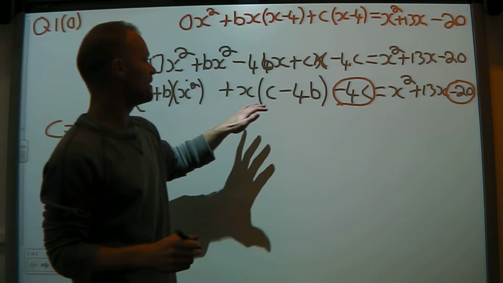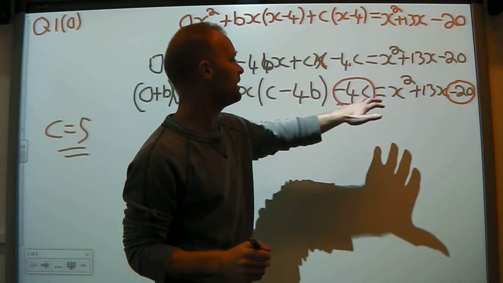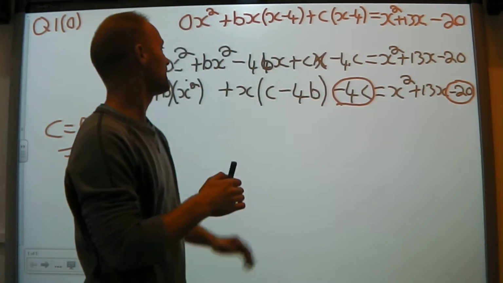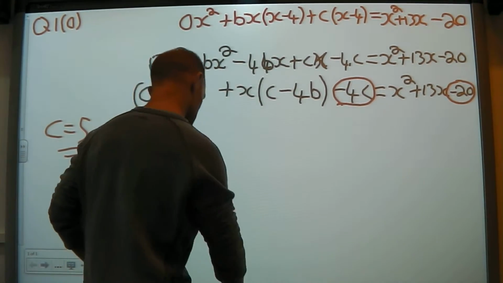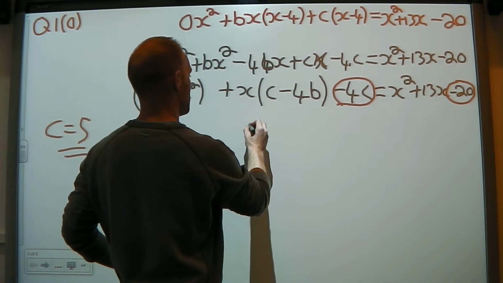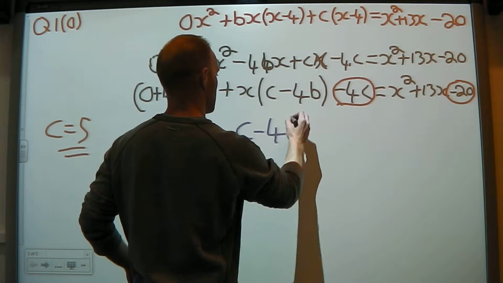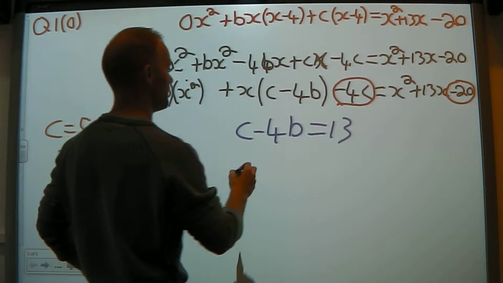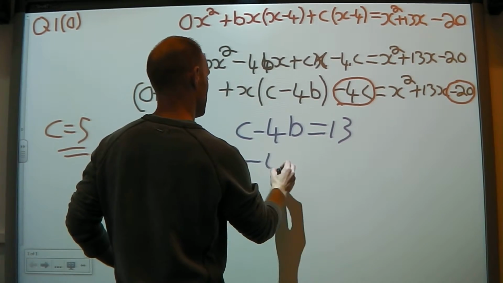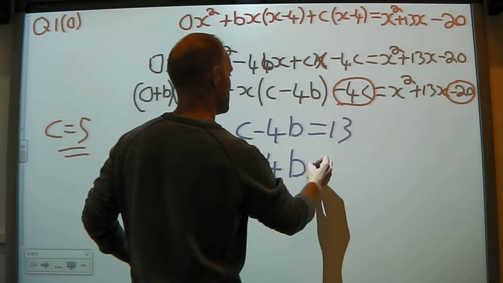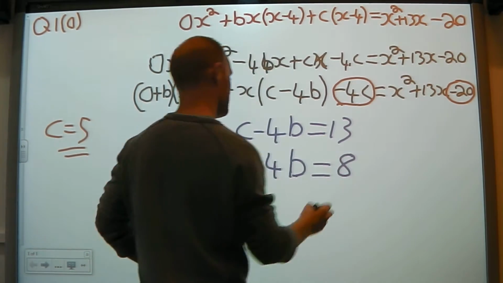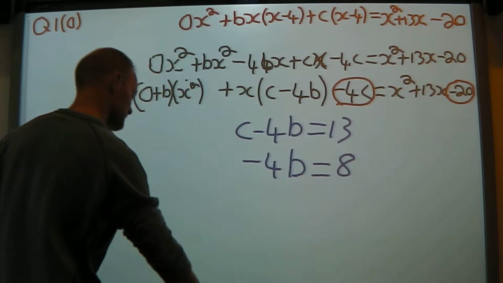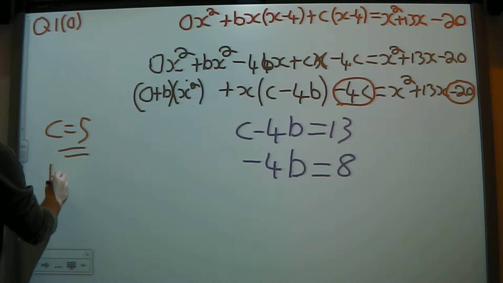Now, what we have here is another term, c minus 4b is equal to 13, because the coefficients of the x are the same. So c minus 4b is equal to 13, but we know c is equal to 5. So subtract 5 from both sides, negative 4b is equal to 8, and that implies b is equal to negative 2. So we have another solution here, b is equal to negative 2.